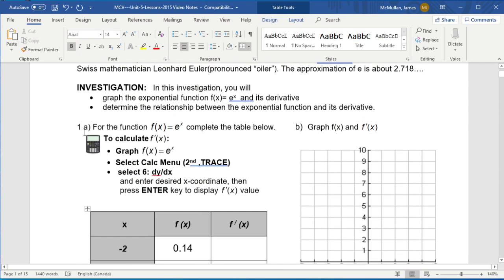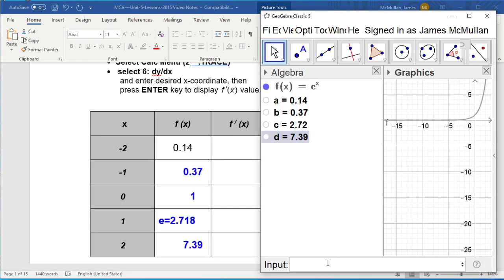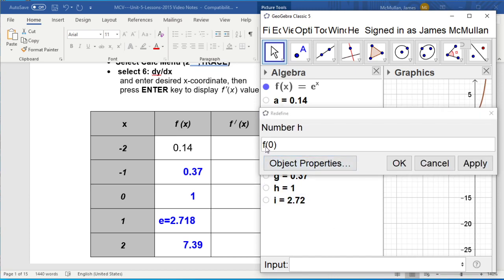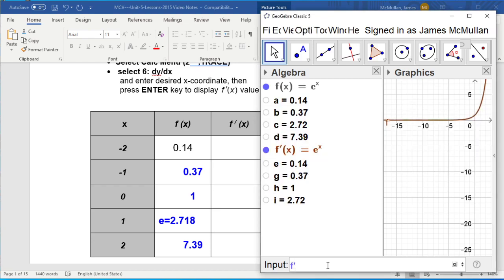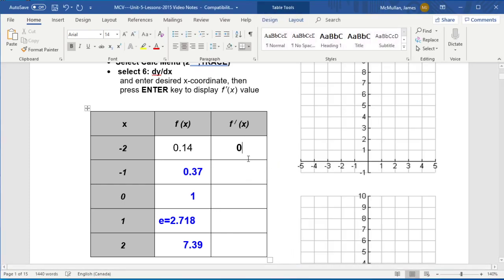We're not going to use the TI-84 graphing calculator, but we can use GeoGebra. So we'll go derivative f. It creates f prime, but f prime is just the same function. And f prime of negative 2, f prime of negative 1, f prime of 0, f prime of 1 and f prime of 2, they are all the exact same numbers. Right? This is 0.14, 0.37, 1, 2.718, and 7.39.